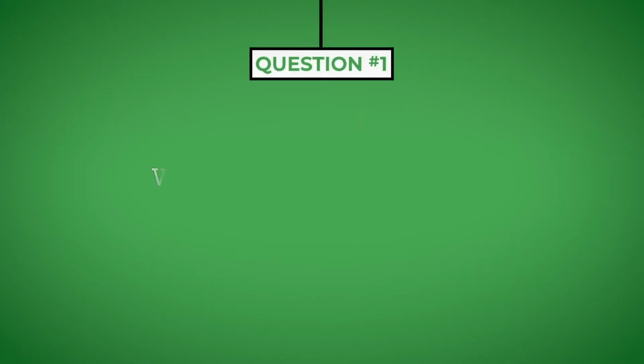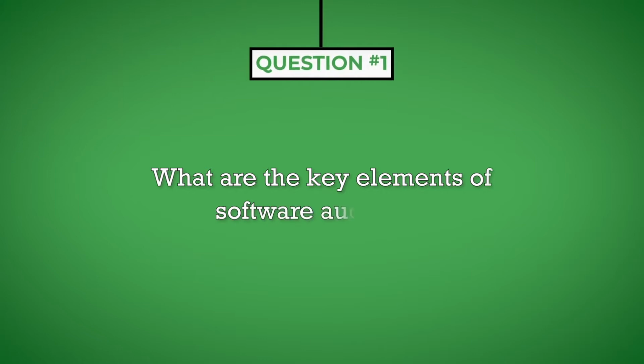Question number 1. What are the key elements of software auditing? Auditing software is one of many functions performed by computer systems analysts. Being familiar with this practice and being able to describe critical elements is key to establishing your qualifications for this role. This is an example of a technical question, so you should make sure that your answer is directed to the point. You should also anticipate follow-up questions meant to explore this topic in more detail.